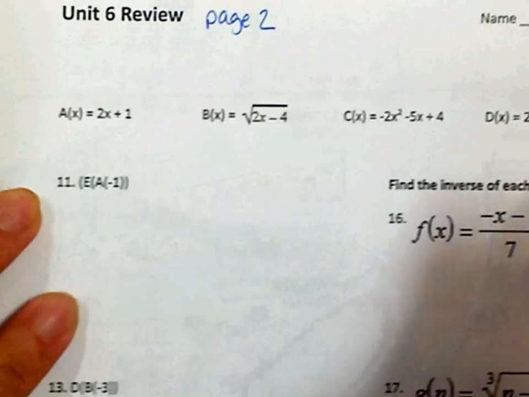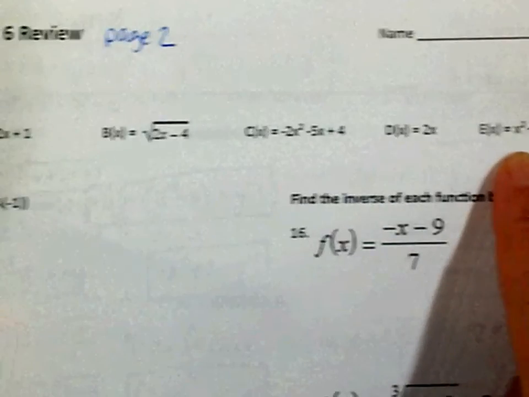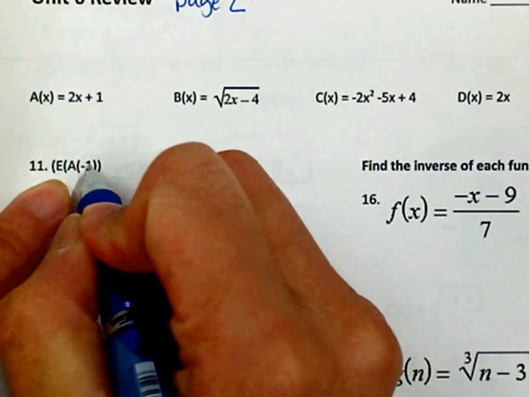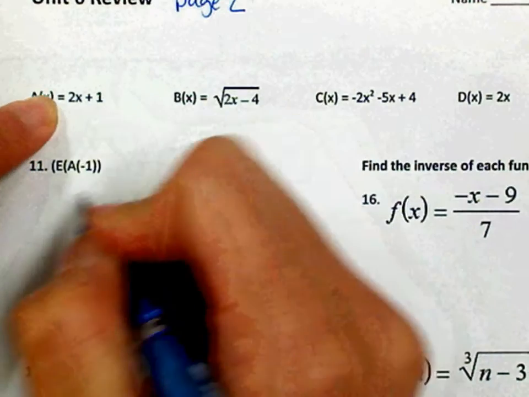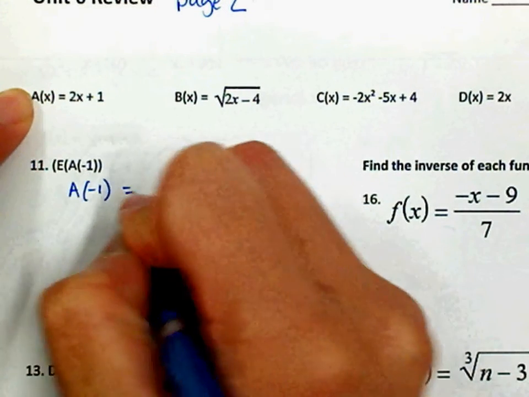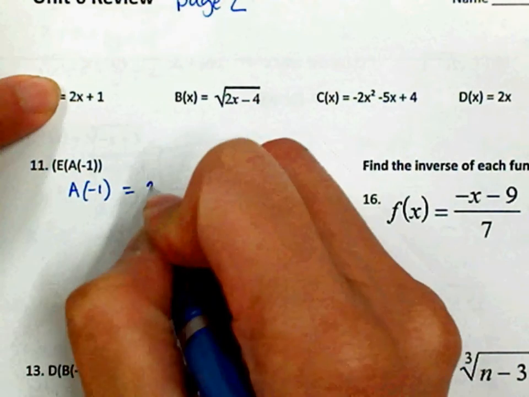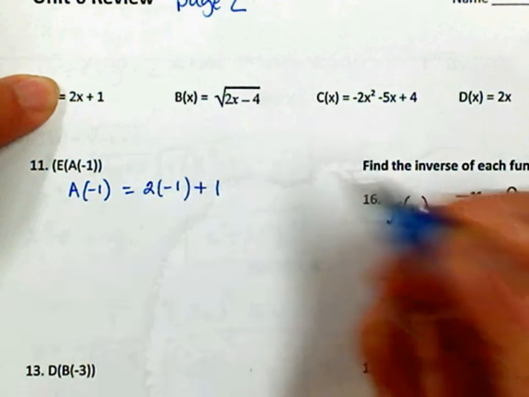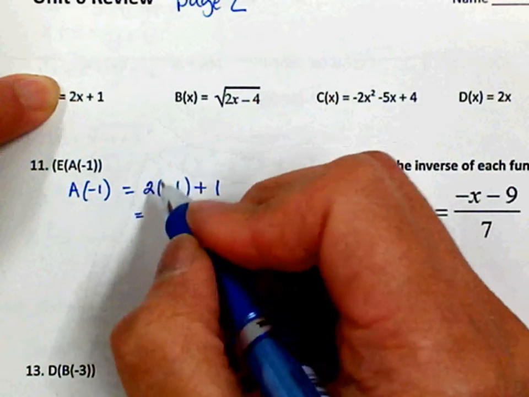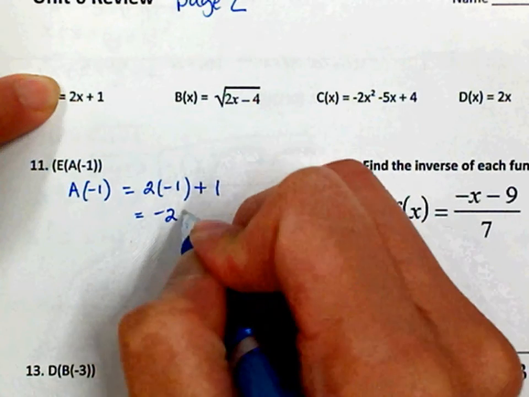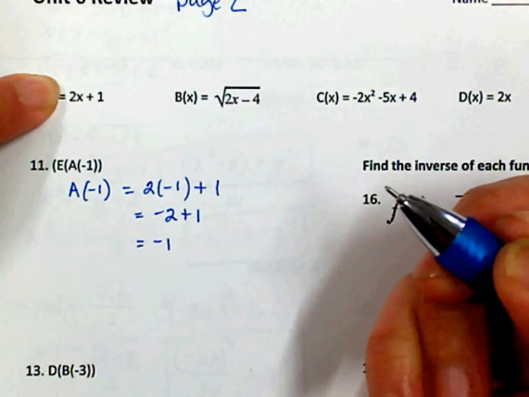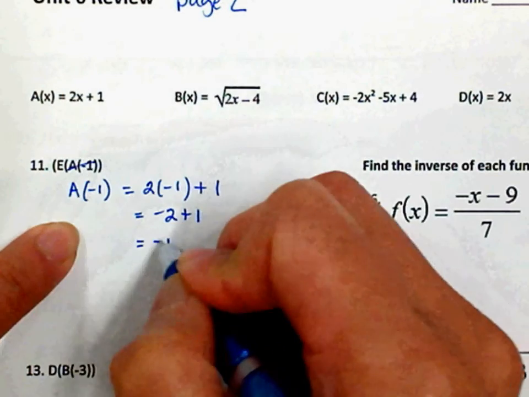Alright, let's look at number 11, and here are all the functions I have given you, all 5 of them here. So this one is a of -1, so I'm going to use this expression. My x is now -1, so I'm going to substitute -1 wherever I see it, and then simplify using order of operations. 2 times -1 is -2 plus 1. -2 plus 1 is -1. And since I'm done with a, this is now my new x.